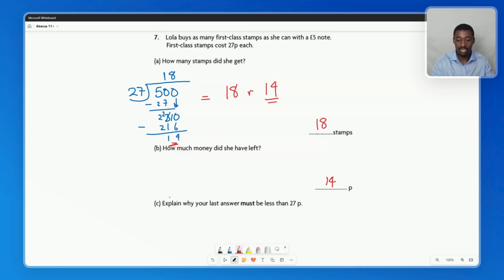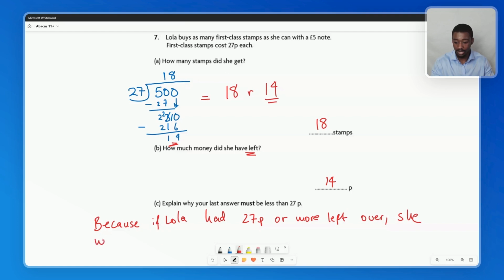So how can we put this into words? Explain why your last answer must be less than 27p. Because if Lola had 27p or more left over, comma, she would buy another stamp. Simple as that. Let's move on to the next question.